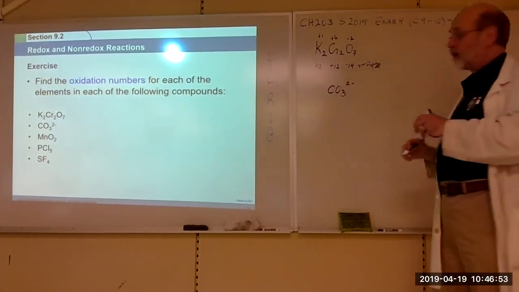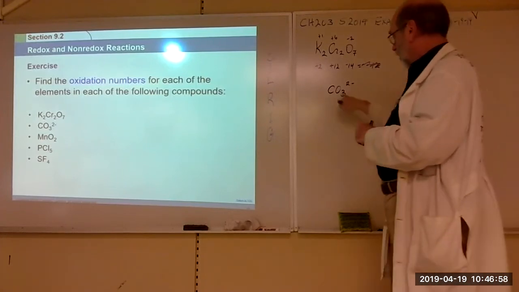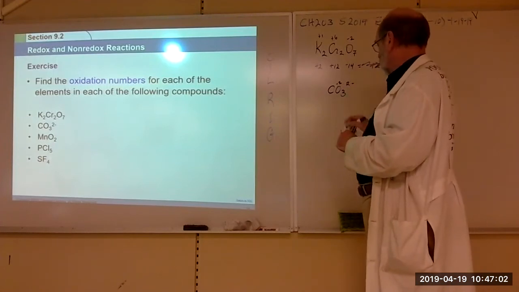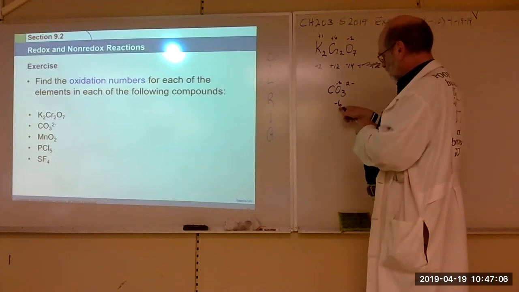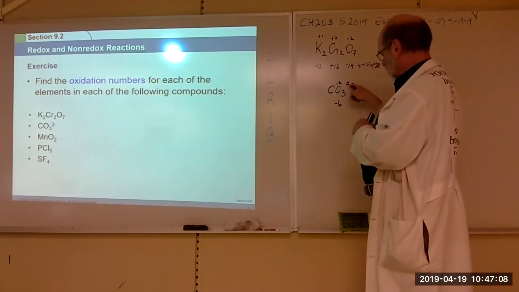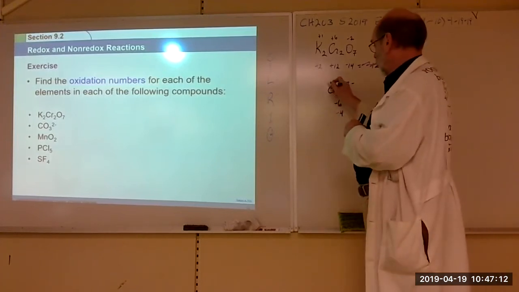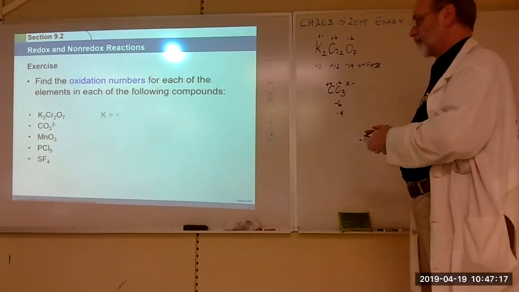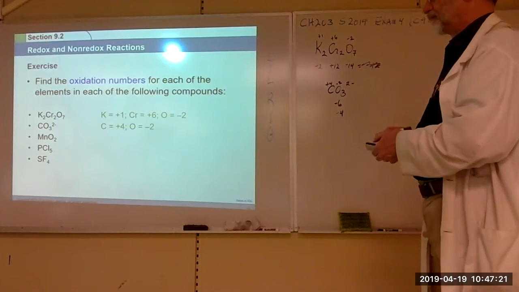Polyatomic ion, so this one has to add up to 2 minus. So we know what oxygen is. So oxygen is -2, so that's -6 total. And then we've got to hold out 2 of those minuses for the charge right here. So that means we've got to balance -4 with carbon. So carbon is +4. Okay? Here we go. +4.